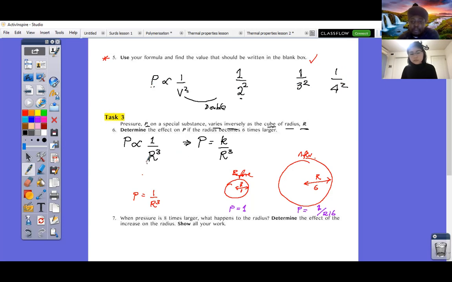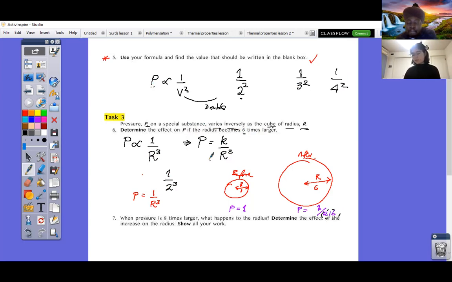Likewise, the same thing happens here. If P is made 2 times bigger, you'd have simply said 1 over 2 cubed, so it would reduce by a factor of 1/8. But because it's gone 6 times bigger, it's going to reduce by a factor of 216, because you do 6 cubed. Did you follow that okay, Sayaka?